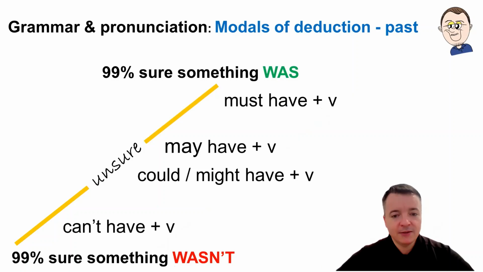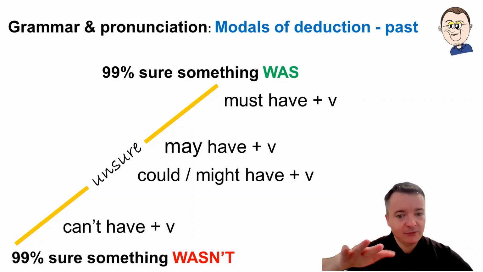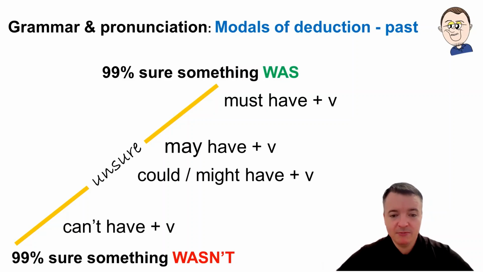All right. Yes. So at the top, if you're very sure, we use must. Oh, it must have plus verb, been, for example. Oh, it must have been. In the middle is when you're unsure. Oh, it may have been. Could have been. It might have been. And if you're very sure, strongly sure that something wasn't, it can't have been. Okay, just have a pause. Practice those by yourself.